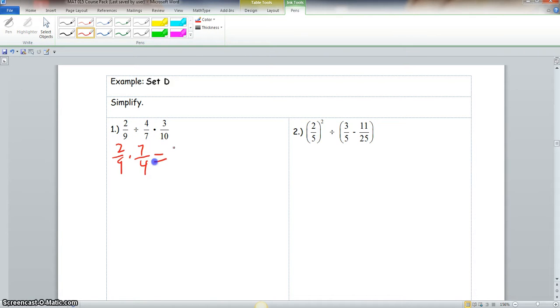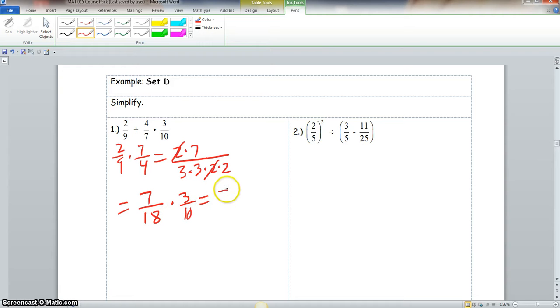Now, we'll take the prime factorization. We had 2 and 7. 9 is 3 and 3. And 4 breaks down to 2 and 2. They have one set of 2's in common, so that will give you 7 over 3 times 3 is 9, times 2 is 18. Now we will bring down this times 3/10.